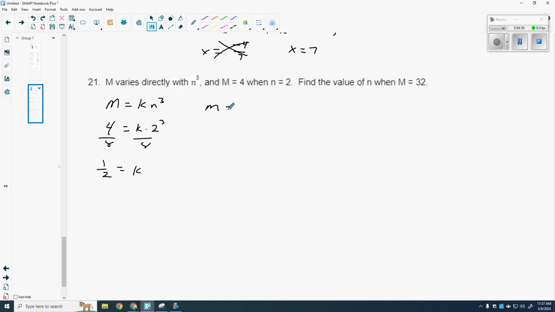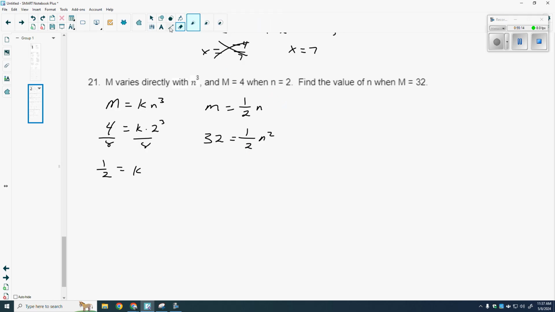Go back to my equation. Plug in the 1/2 for the K value, and now I have my generic equation that relates M and N together. So M equals 1/2 N cubed. Now just answer what they want. Find the value of N when M is, oh, they mix it up on you. I guess I should say I mix it up on you because I wrote this question. Find the value of N when M is 32. So plug in 32 and solve.